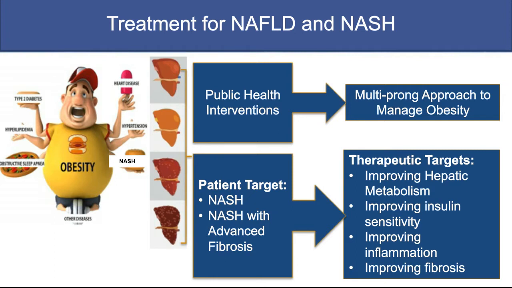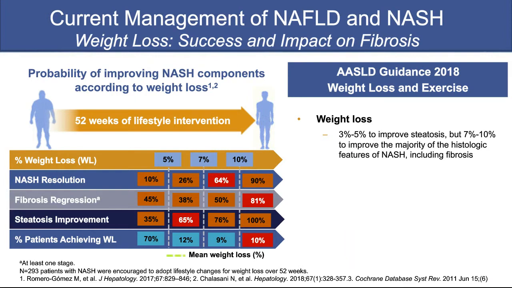So these are the patients who actually are targets of treatment, and the therapeutic targets could be a number of different mechanisms: improving hepatic metabolism, improving insulin sensitivity, improving inflammation, and improving fibrosis. Of course, an issue that's always important is weight loss, to see if you can achieve weight loss.